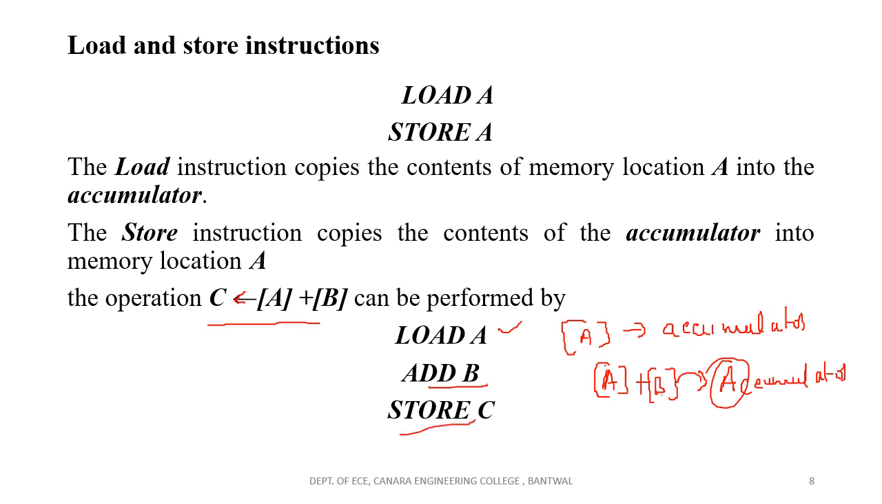When you use the instruction store C, the content that is present in the accumulator will be copied to the address pointed by the C register. C is the address. In this address, the content that is present in the accumulator will be copied. This is how the load and store instructions work.